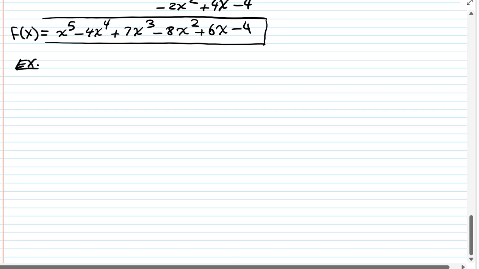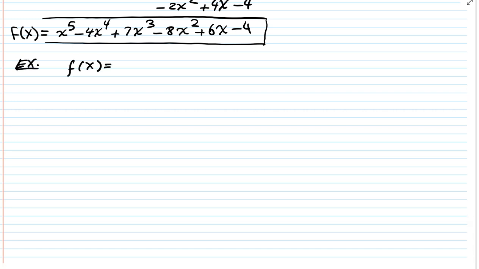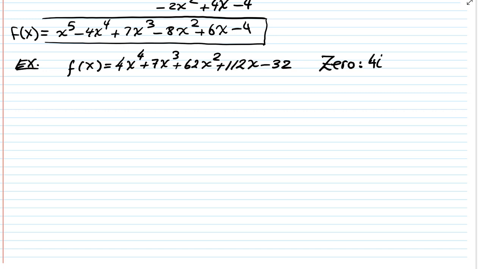Okay, in this next example, let's say my f of x is this time 4x to the 4th plus 7x cubed plus 62x squared plus 112x minus 32. Now let's say one zero is 4i. Suppose somehow we know that it's 4i. We want to find the remaining zeros. Let's see how this is going to work out.